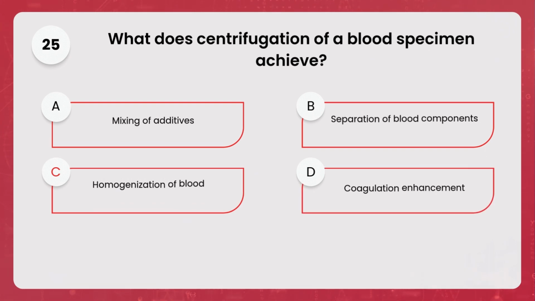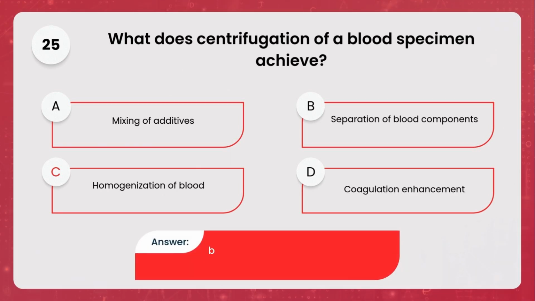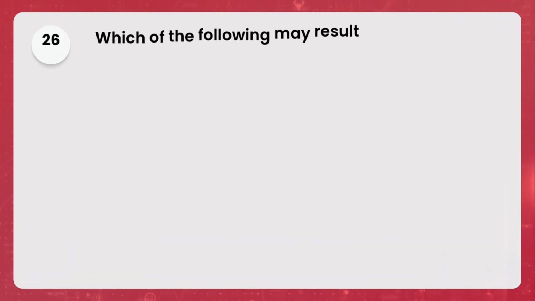Number 25. What does centrifugation of a blood specimen achieve? A. Mixing of additives. B. Separation of blood components. C. Homogenization of blood. Or D. Coagulation enhancement. The answer is B. Separation of blood components.